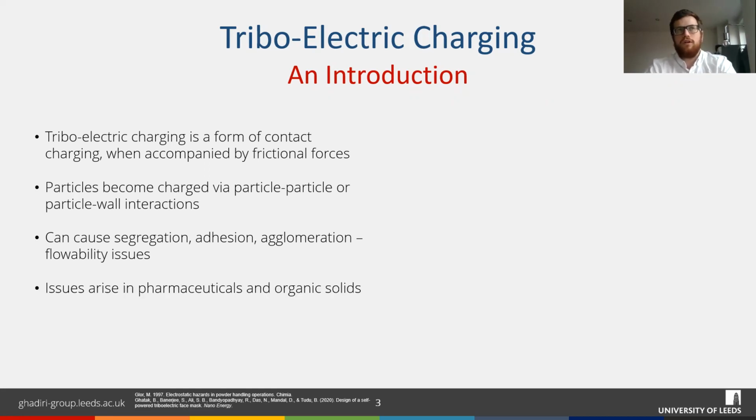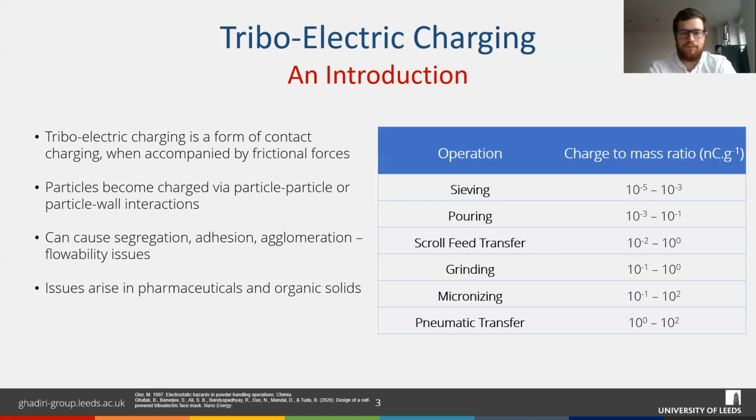Contrary to what you might think, it's not conductors that are an issue, it's actually electrical insulators that are an issue for tribo-electric charging because of their low surface conductivity. They retain the charge for a lot longer, whereas a conductor would simply conduct the charge away. The charge remains on the surface of an insulator for much longer. So therefore, materials with low surface conductivity, such as those found in pharmaceuticals and organic solids, tend to see a lot more issues with tribo-electric charging.